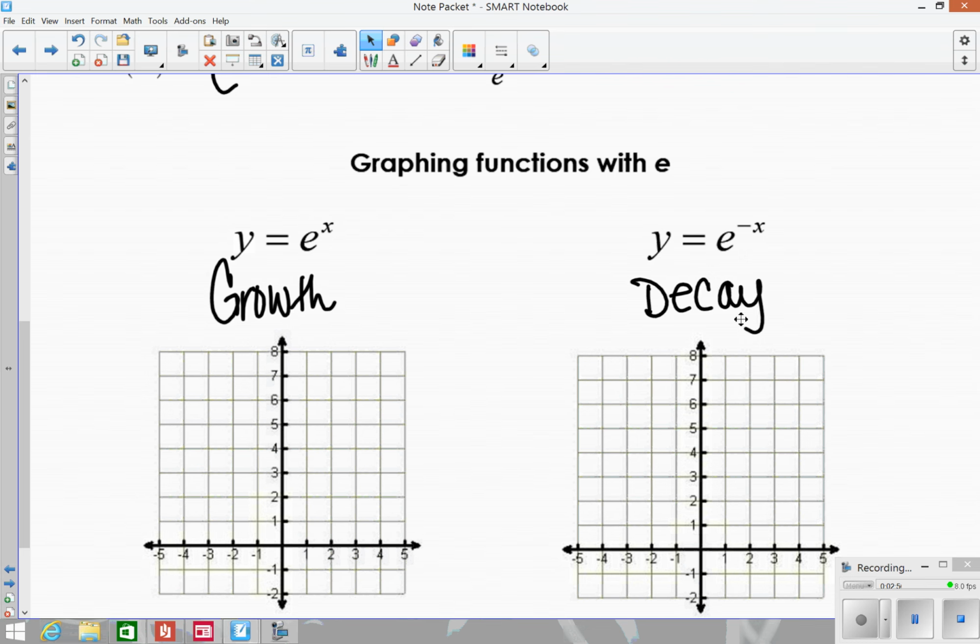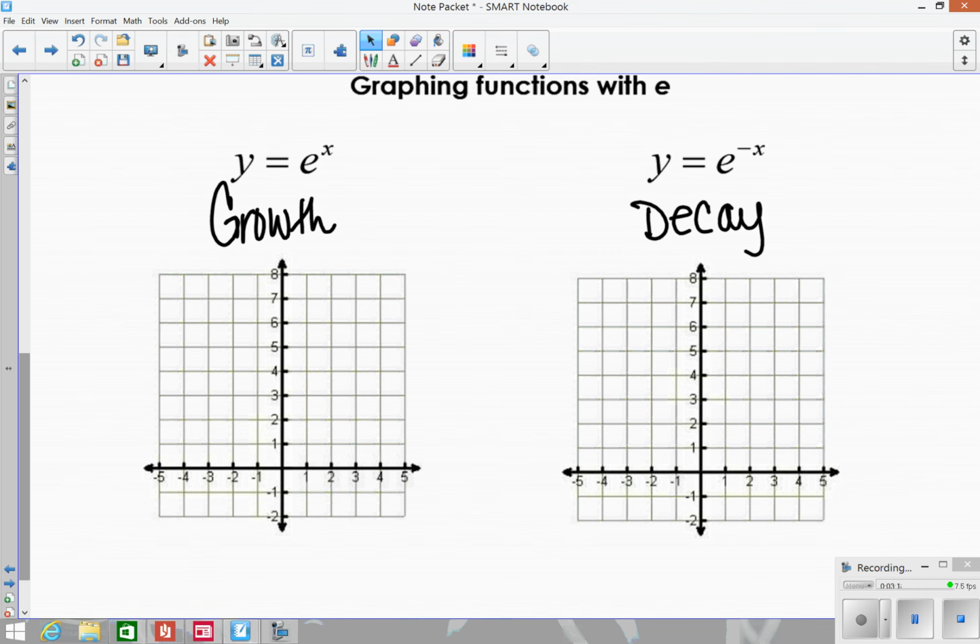Thinking about the last unit, when b was between 0 and 1, it's decay, and when b is greater than 1, it's growth. In this case, we're looking at the exponents, because really what this is saying is y equals 1 over e to the x. That's what makes this decay, because 1 over e is the rate. So let's go ahead and graph these.